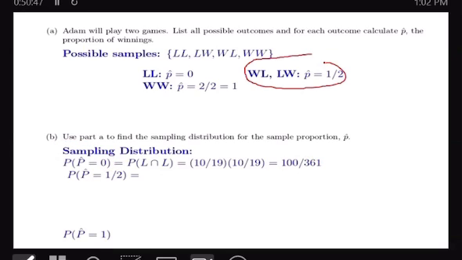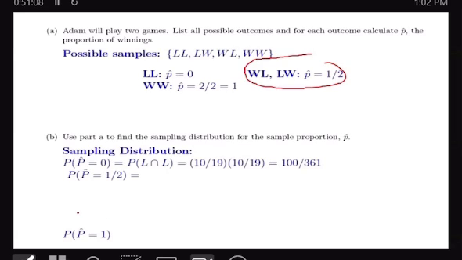Winning the first game, losing the second one. Or losing the first game, winning the second one. Okay, all you're going to do here is find the probability of W intercept L, and you also do the probability of L intercept W, but when you do it once, you can multiply by 2 because they're going to be the same.